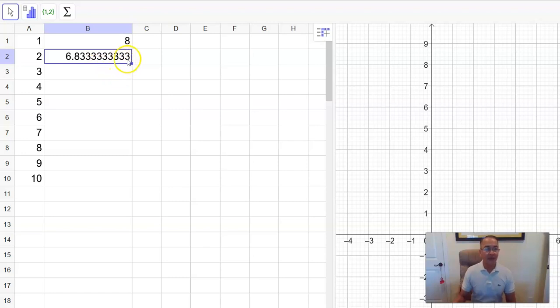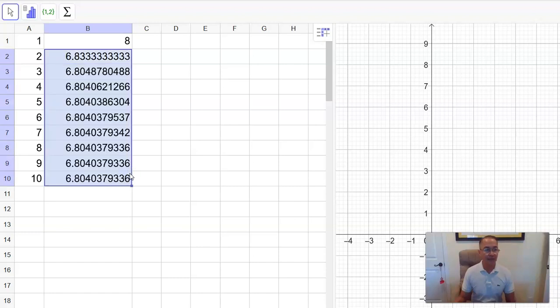So, same thing. We will take this corner and we're going to drag it down. Ooh, okay. So, those numbers should look familiar. If you don't believe me, backtrack.